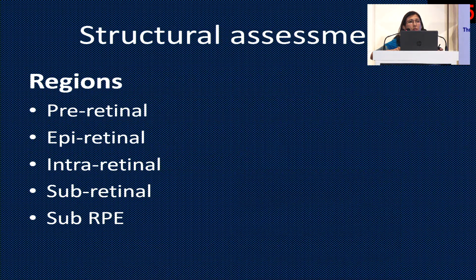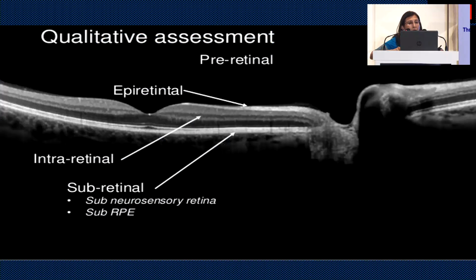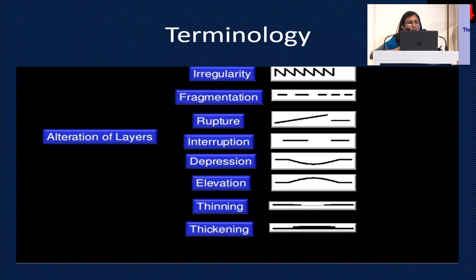Then coming to the actual assessment. It's better if you see it in different regions or zones. So we have a pre-retinal area, an epiretinal, intraretinal, and the sub-RPE or the subretinal. Now these are the terms that you will usually use to describe the changes in the various layers: any interruption, elevation, thinning, thickening. So this is how you're going to describe them.